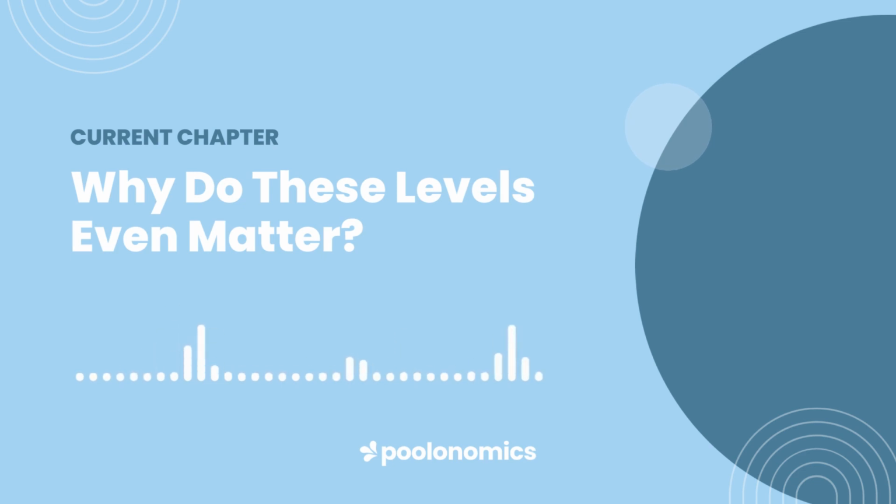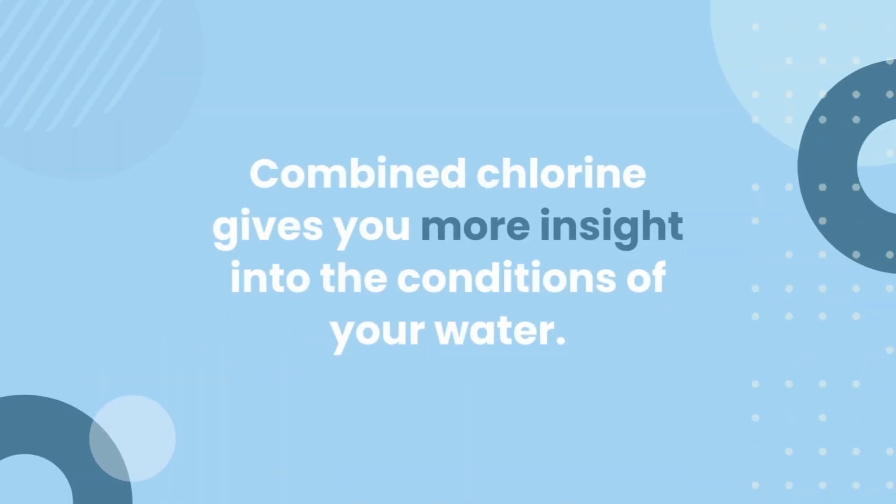This matters because a buildup of combined chlorine will cause eye and skin irritation, give off a pungent chlorine smell, and even fade the color of swimwear, symptoms that are often wrongly attributed to high levels of chlorine or improper pH. In the end, knowing your combined chlorine level gives you much more insight into the conditions of your water.